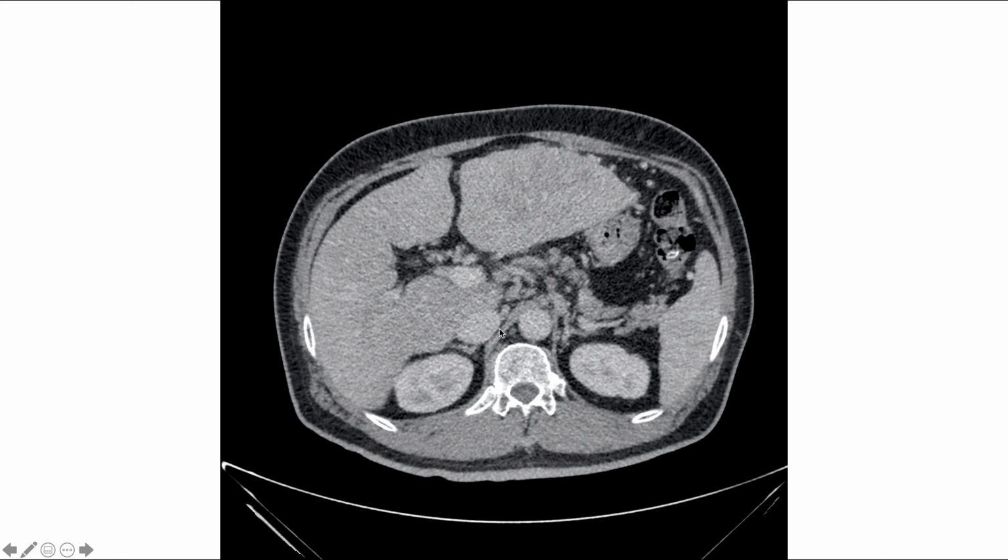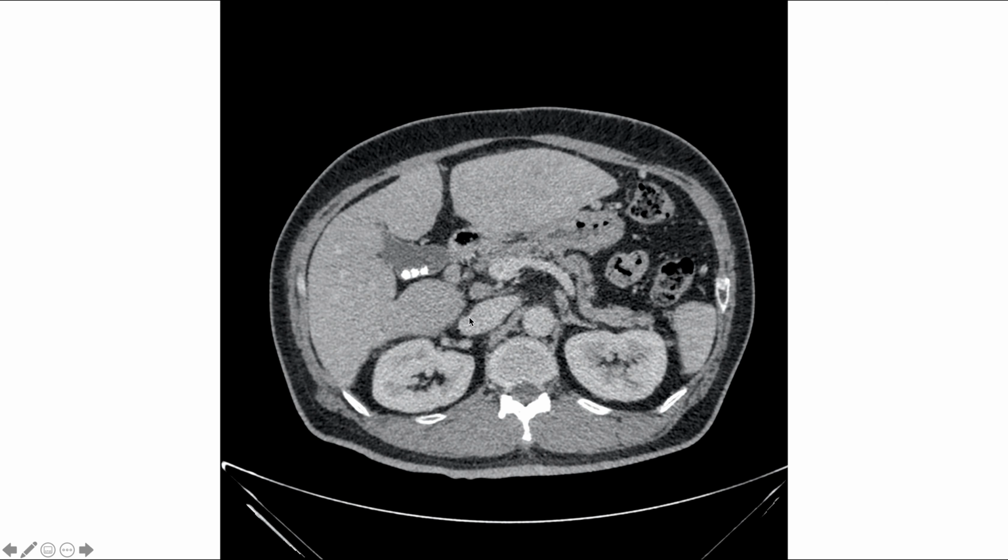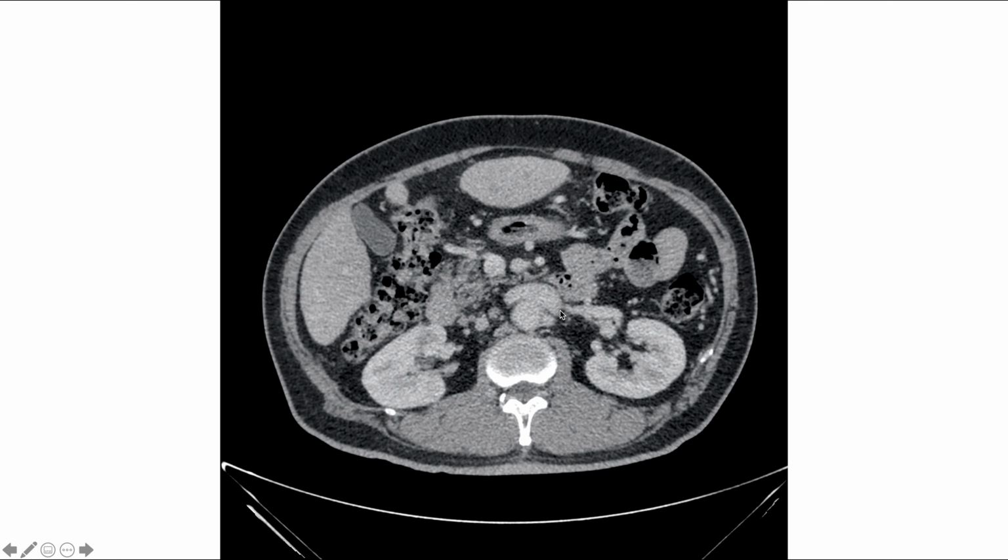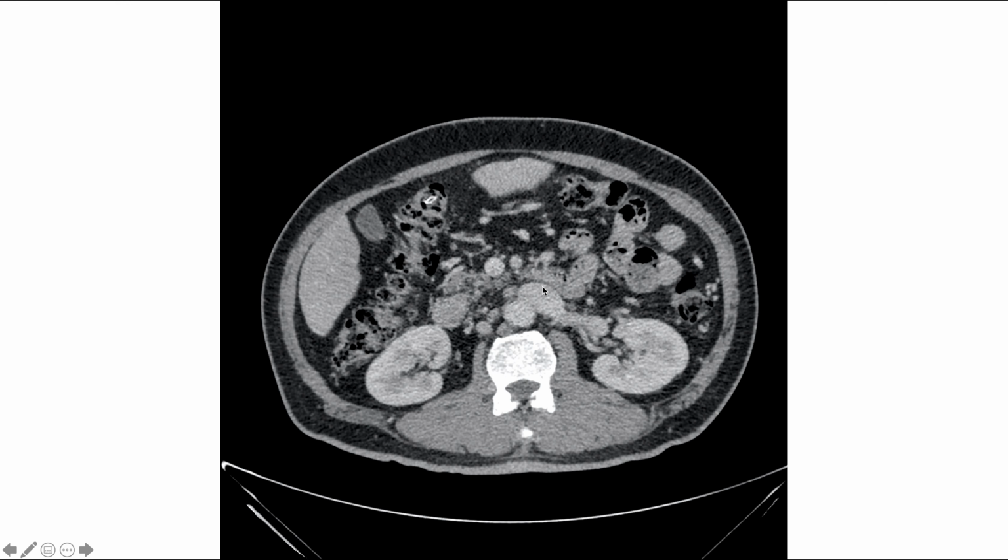Similarly, on the axial view, we can visualize the abdominal aorta right here, the inferior vena cava on the posterior medial margin of the liver, and then as we descend inferiorly, we can see the inferior vena cava widening and then eventually arching over the abdominal aorta, assuming a left position with respect to the abdominal aorta.